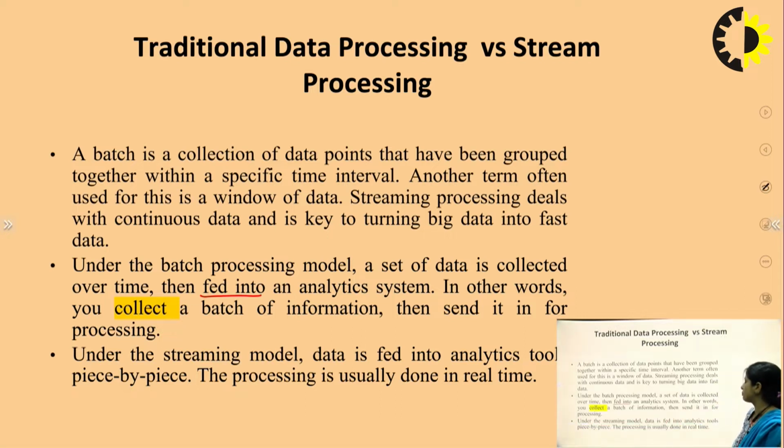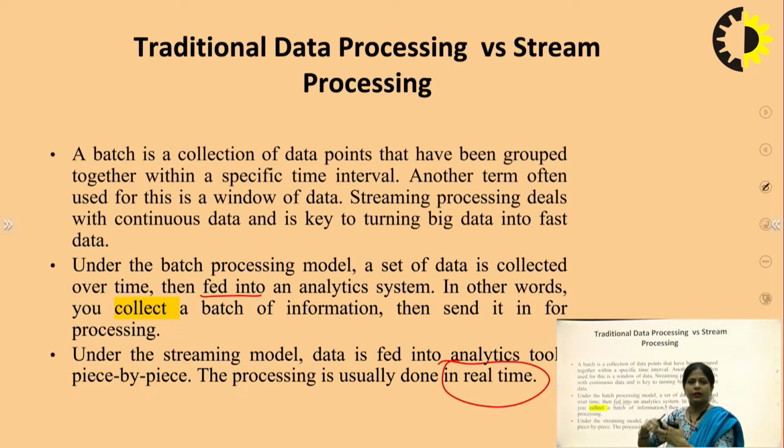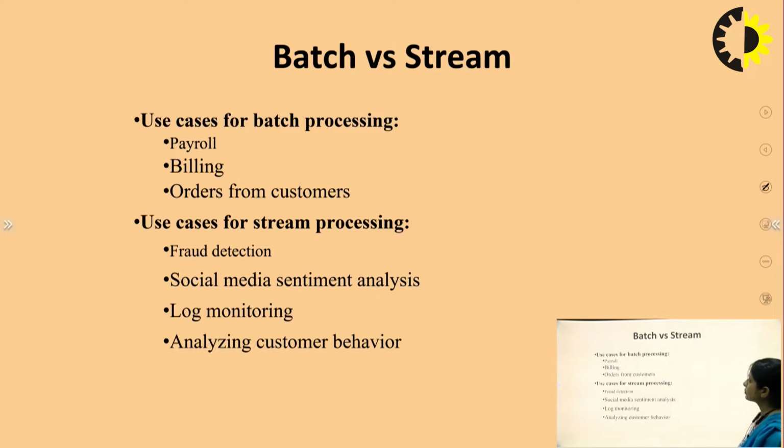Under the streaming model, data is fed into analytics tools piece by piece. The processing is usually done in real time. It is not like they are storing the data, and at the end of the month or at the end of the day it will be processed. The data is getting processed in real time. That is the main difference between the batch processing system and streaming data, right?